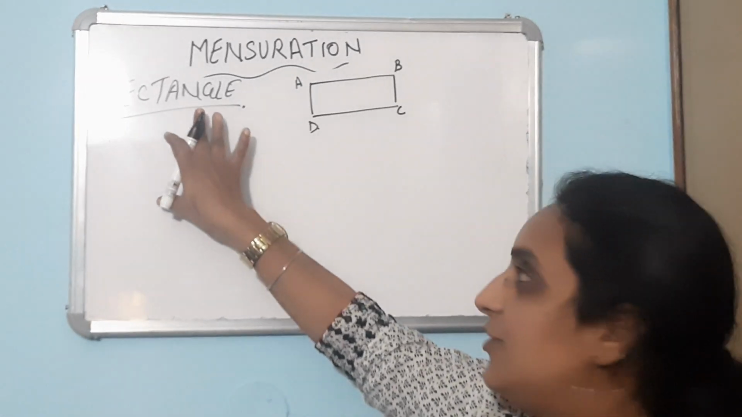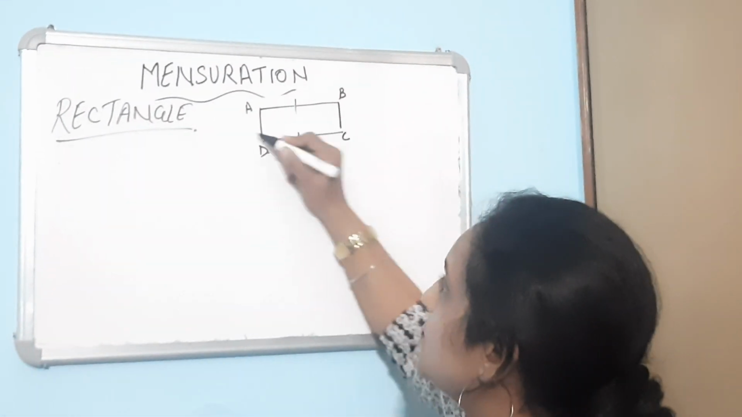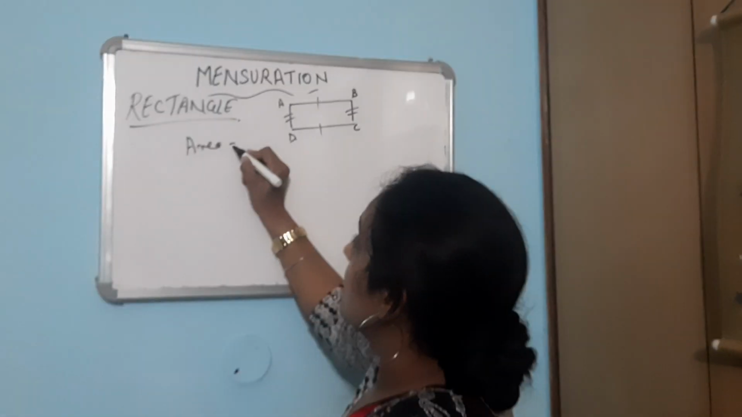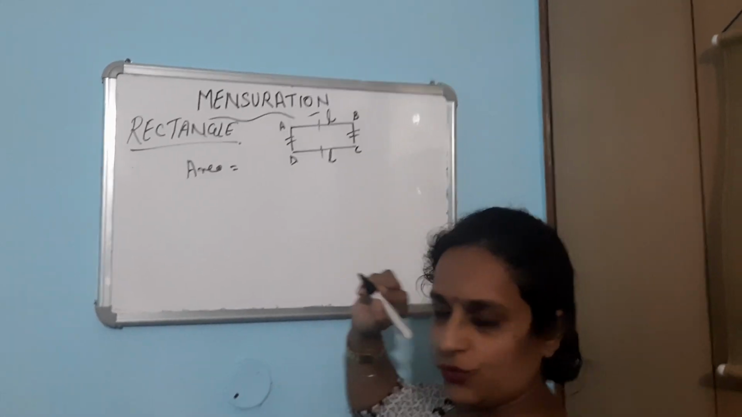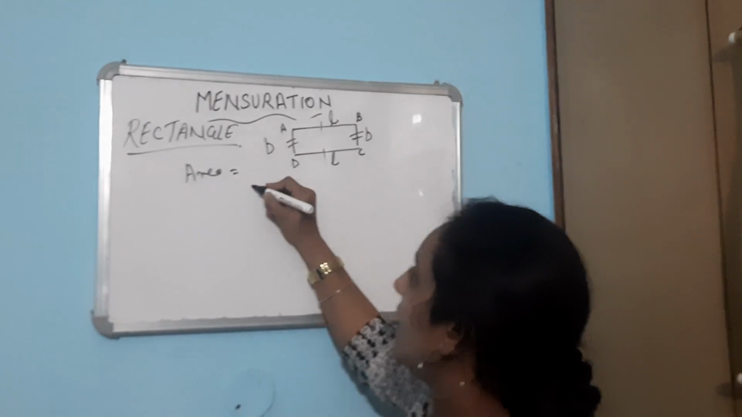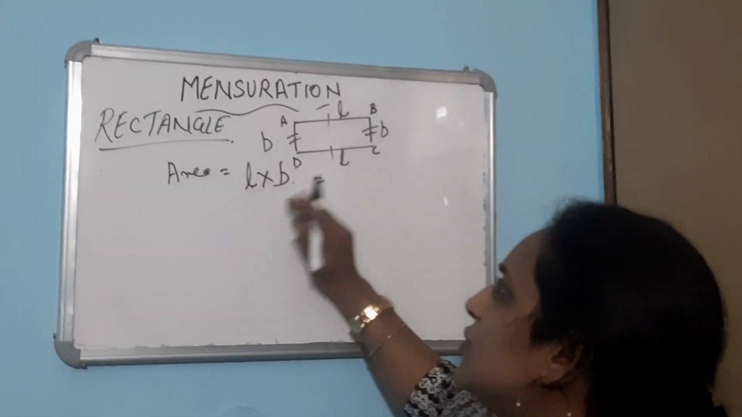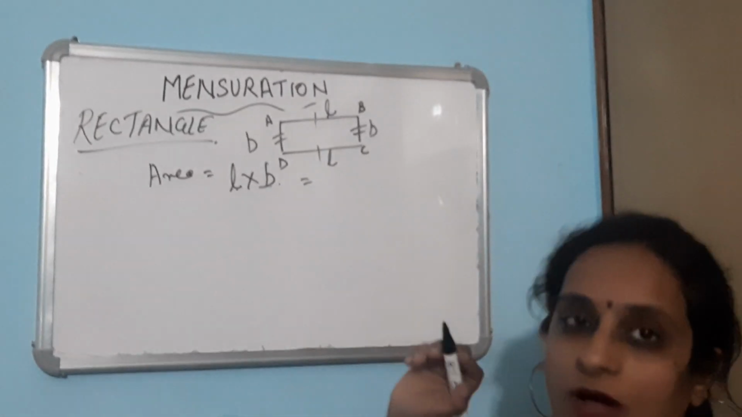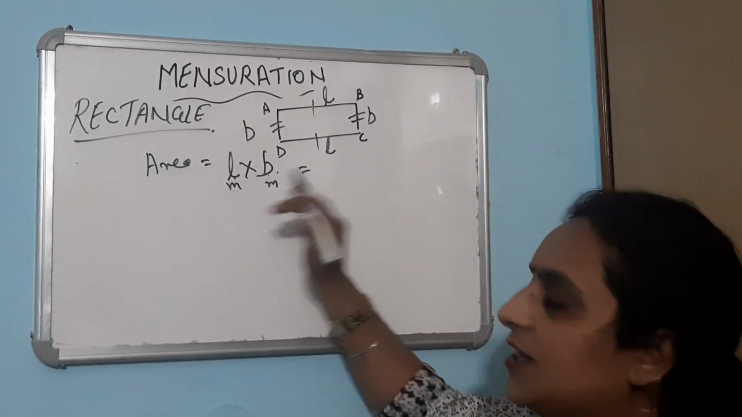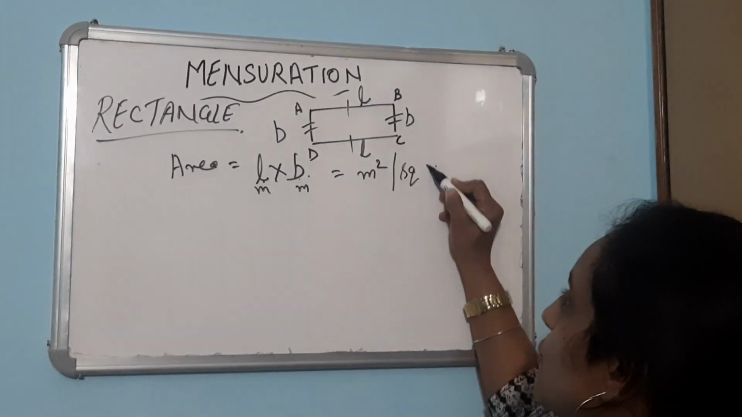Okay, now I'm going to tell you about the rectangle. I told you what is a rectangle. It is a quadrilateral whose opposite sides are equal. Now what is the area of the rectangle? If this is L, then this is also L. If this is B, then this is also B. The area of the rectangle is L into B, that is length into breadth, and the units will be the same. If both of them are in the same units, then only they will be multiplied. If both of them are in meters, then the unit of area is meter square or square meter.